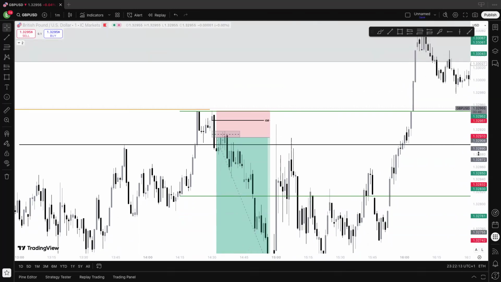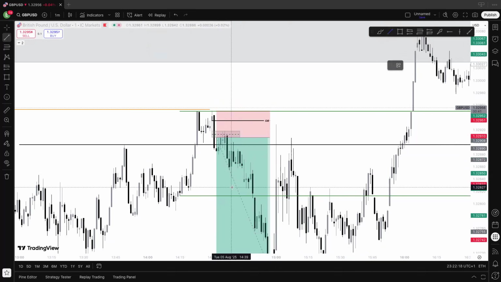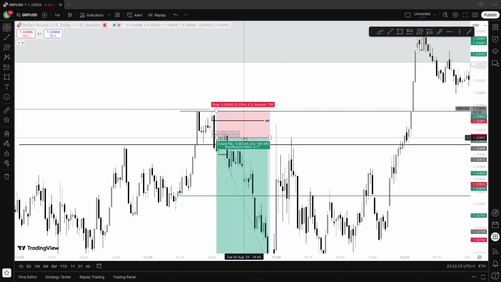Now, if you didn't want to take a 1 to 1, then you could have just held this trade. From the moment we entered, we were break even pretty early. From the moment we broke this low, we went break even.